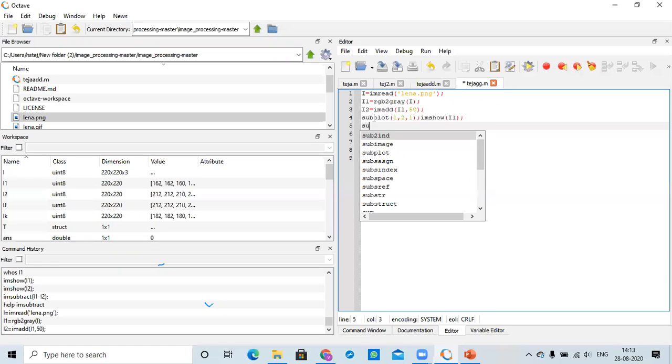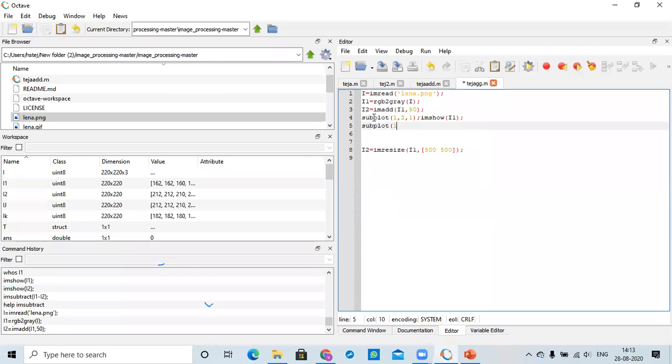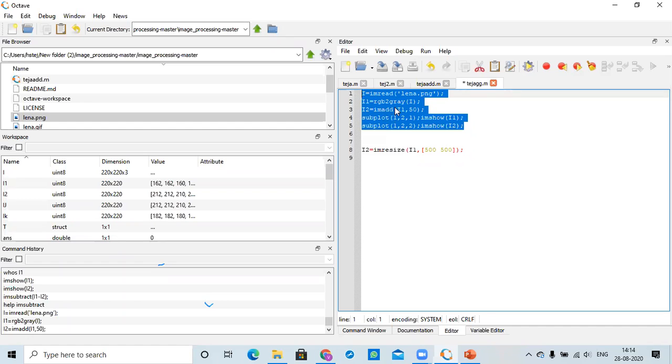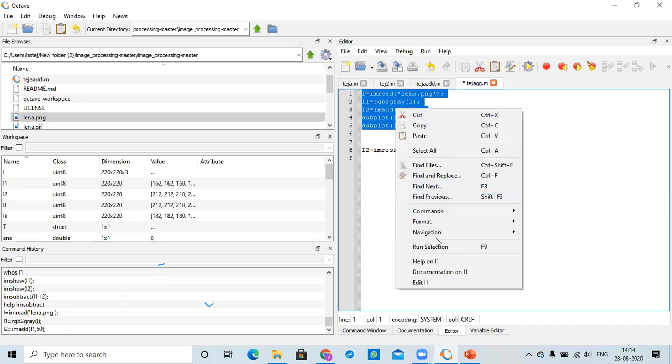Then subplot 1 comma 2 comma 2. So the first two values in subplot say it has one row and two columns. In those two columns, the first one is imshow I1, the second one is imshow I2. Then I will run this. You see the difference.